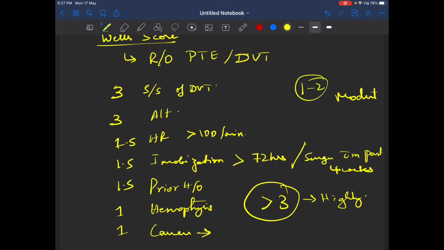Less than 1 is less than 1 or 0 usually. If there is an alternative diagnosis, it can be less than 0 also, because the alternative diagnosis score is -2, but not here. Here the alternative is 3, but for DVT it is -2. Okay, this is how you see if there is any chance of pulmonary embolism.